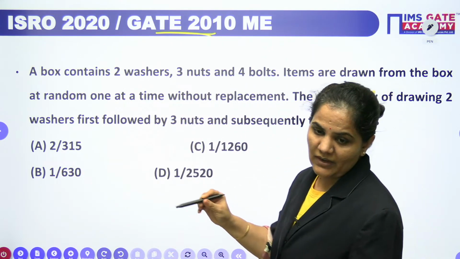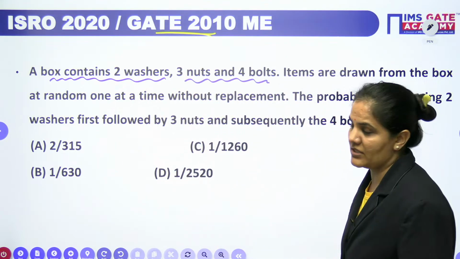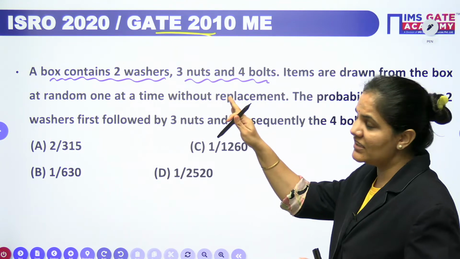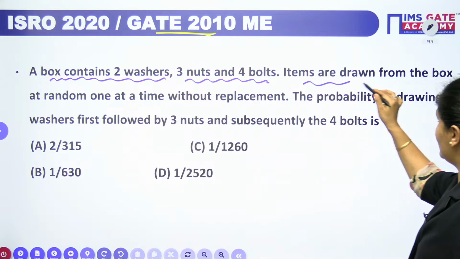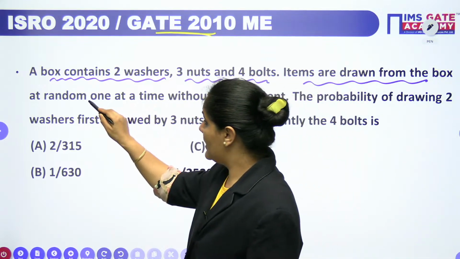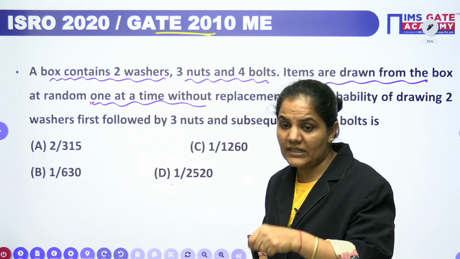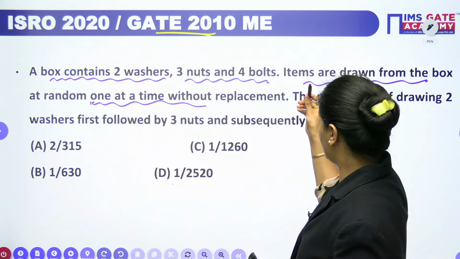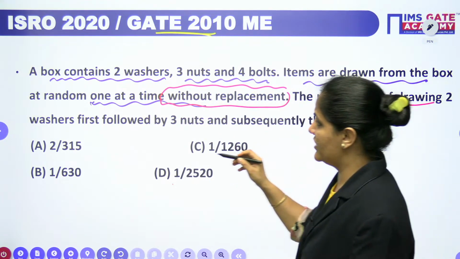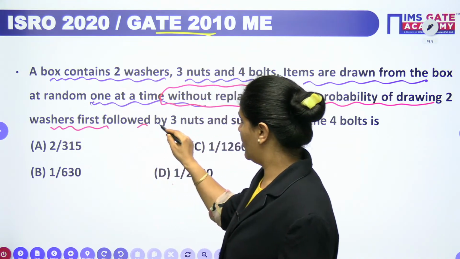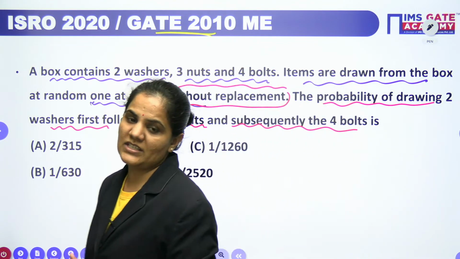The question is very good. A box contains 2 washers, 3 nuts and 4 bolts. In that we are having these 3 different parts. Items are drawn from the box at random, one at a time. It is clearly mentioned that we need to draw items one by one. And what is the big condition? Without replacement. The probability of drawing 2 washers first, followed by 3 nuts and subsequently the 4 bolts. So we are having 4 options A, B, C, D.